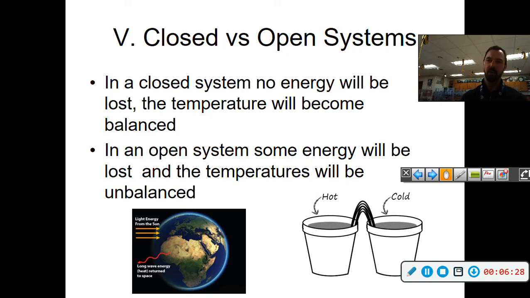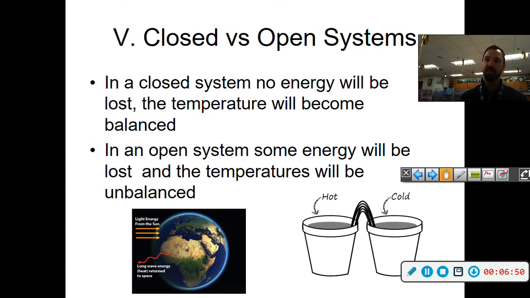So Earth on a whole is really a closed system. It's for the most part on a balance. We are slowly unbalancing it though with global warming, as an example. But in general, the temperature doesn't change all that much from year to year on the Earth's surface.